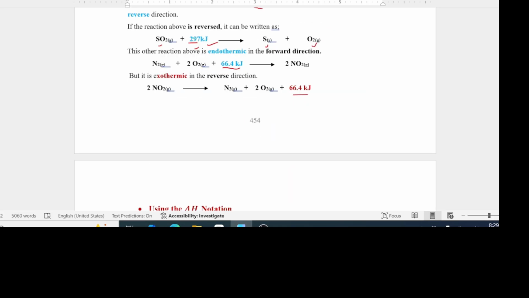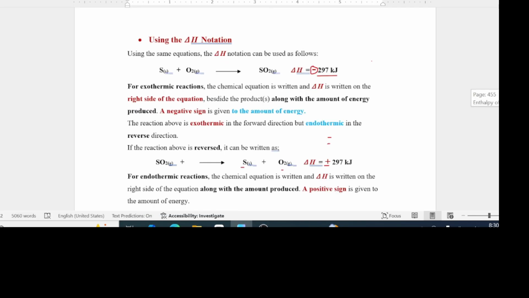Another example of an endothermic change is when gaseous nitrogen reacts with oxygen to give you nitrogen dioxide. And you can see that for that to happen, you need energy. That's why the energy content is placed as a reactant. Of course, reversing this equation makes it become exothermic. All these now are going to become products, and nitrogen dioxide molecules will become reactants.